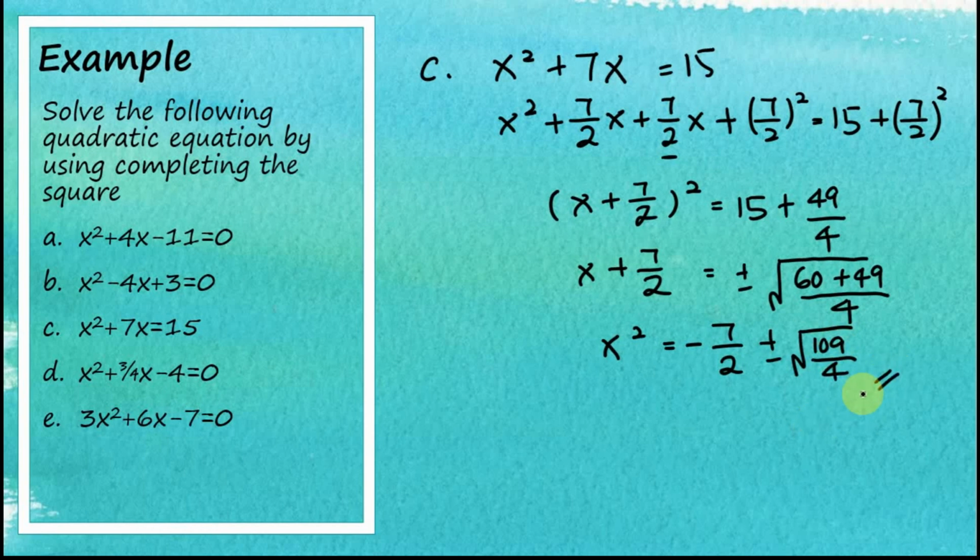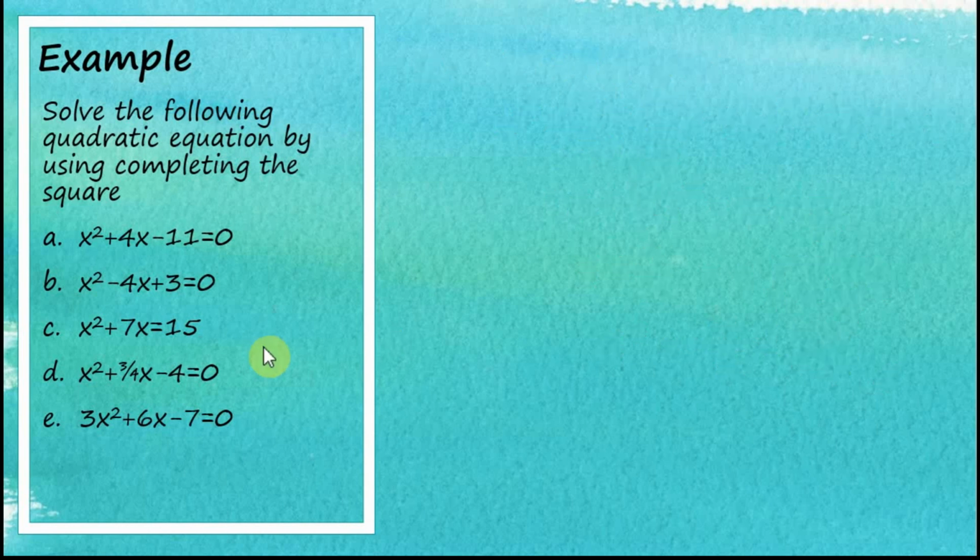Okay, so if it's odd numbers for the coefficients of x, when we split this into 2, we write the answer in the fraction form, 7 over 2, 7 over 2. Okay. Now for question D, the coefficient of x is a fraction. Okay, it's a fraction. So let's see.